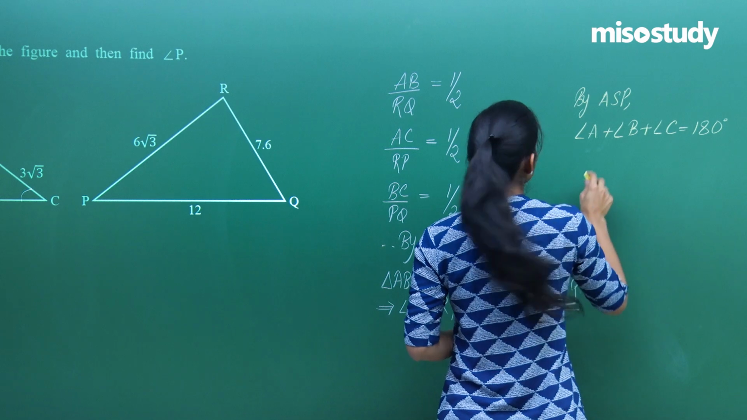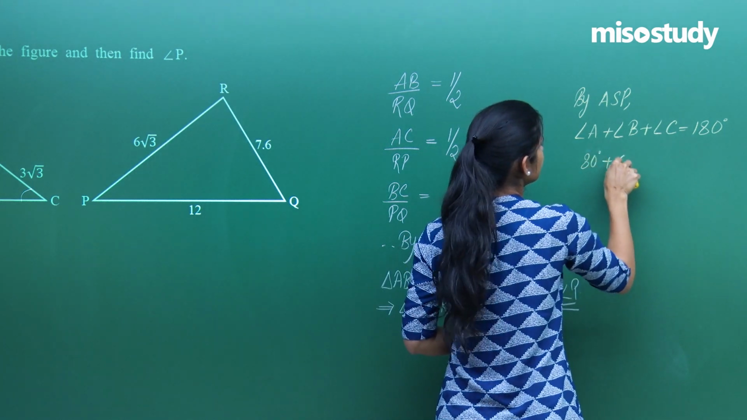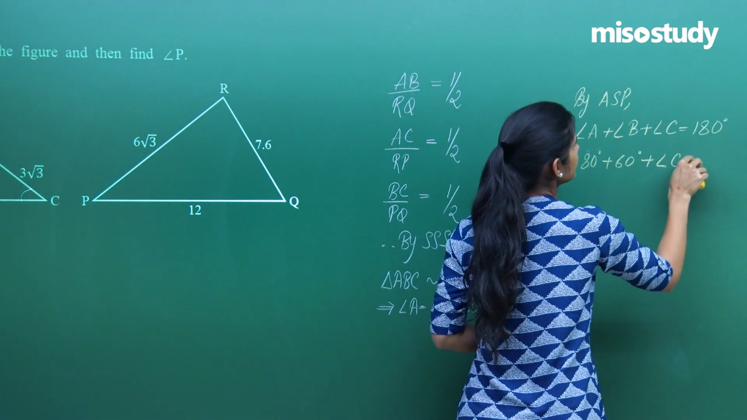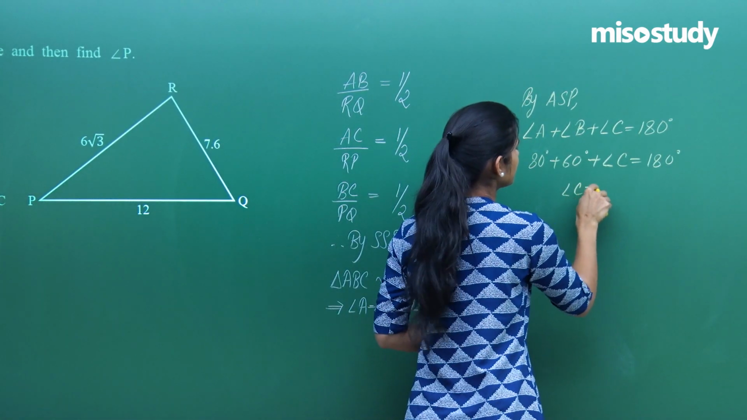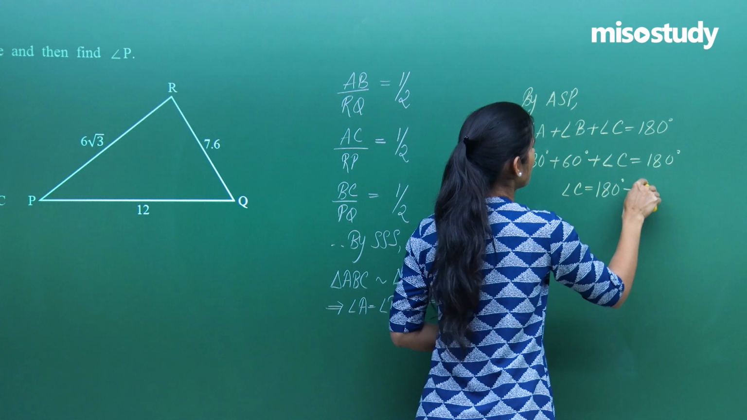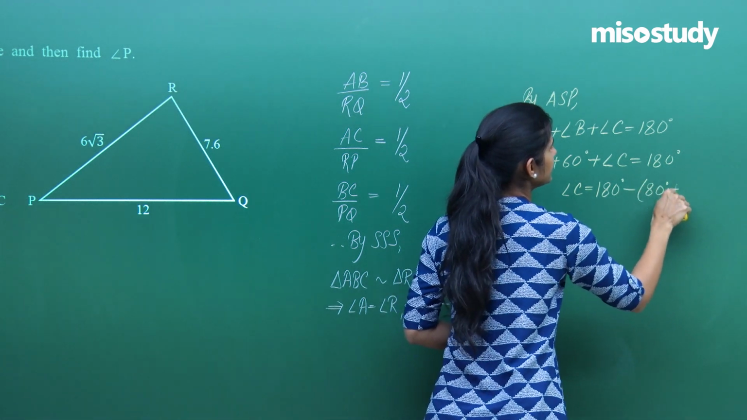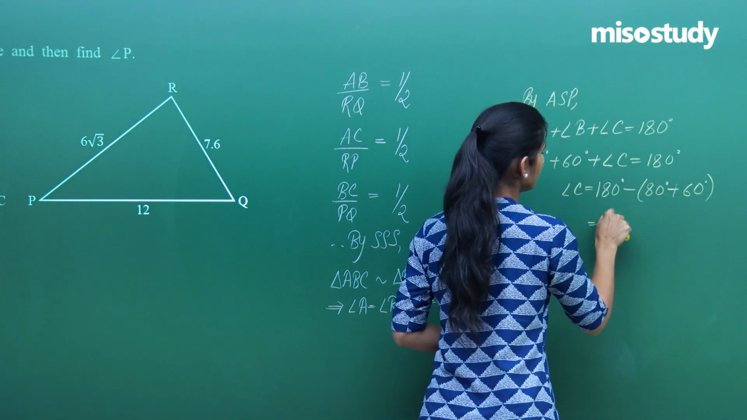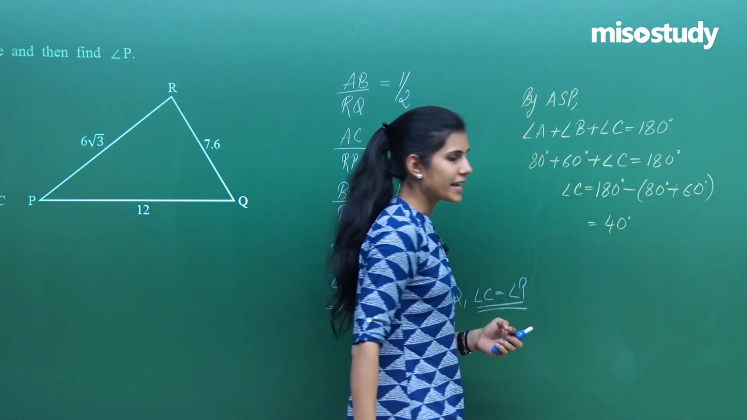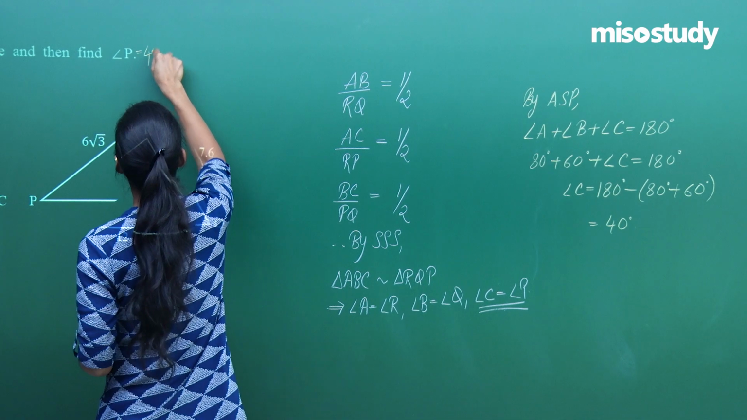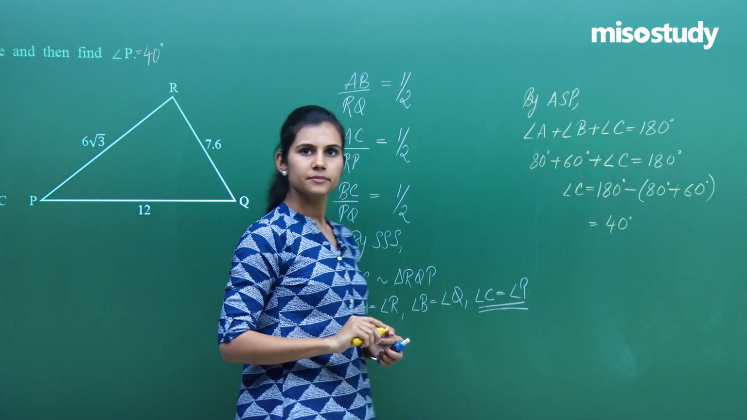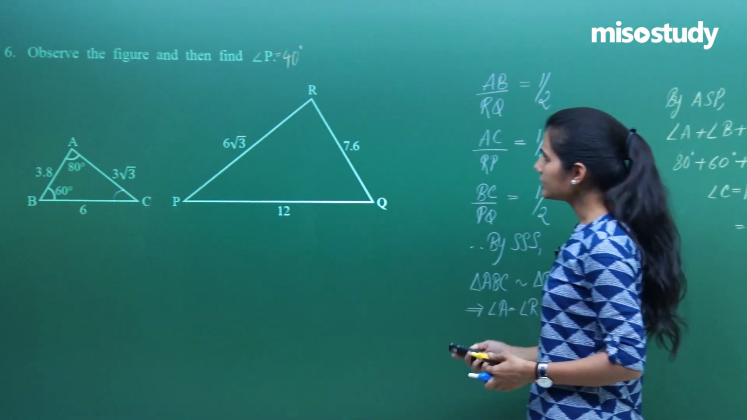Angle A is 80 degrees. This is 60, plus angle C is 180. Right? Angle C is 180 minus 80 plus 60. This is 40. So angle C is 40, which is equal to angle P. So angle P is 40. Clear?